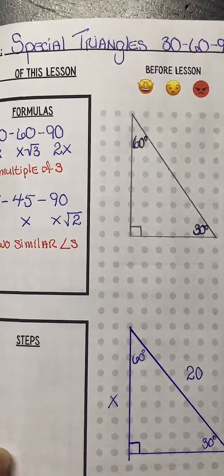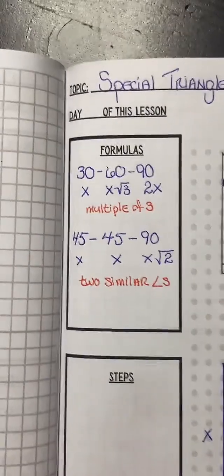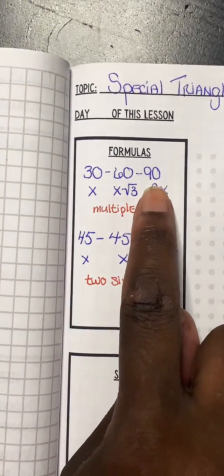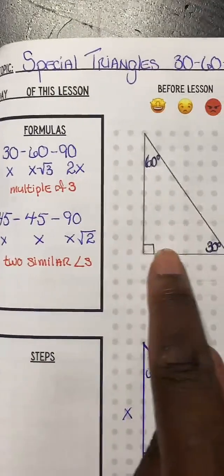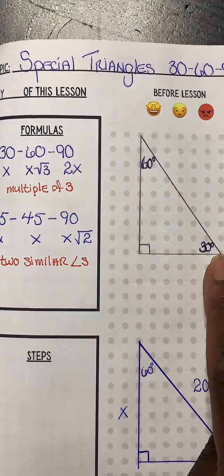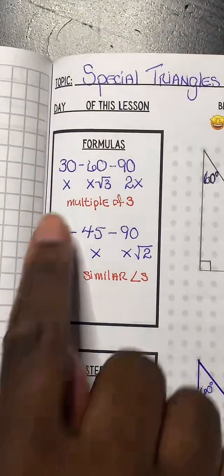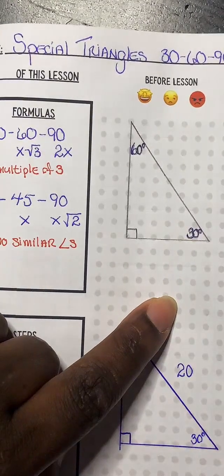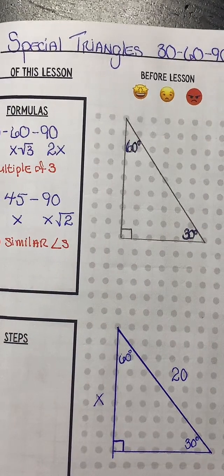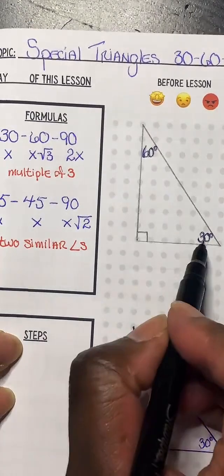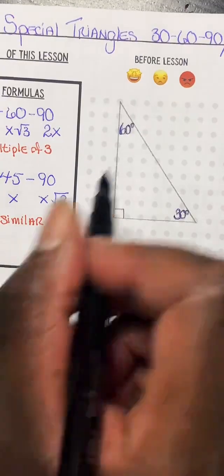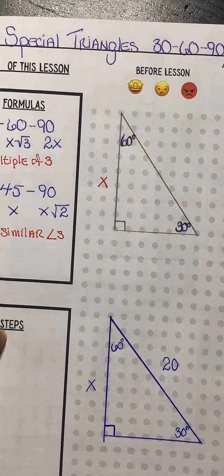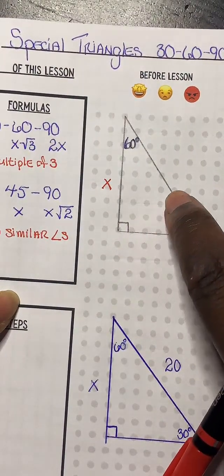So let me zoom in a little bit so you can take a look. Now, when you're dealing with 30, 60, 90 degree triangles, remember, the sum of a triangle's angles equals 180 degrees. So when we're given a 30 degree angle, so here's 30 degrees, the side that's opposite that 30 degree angle is your smallest side, okay? So we're going to call that X.